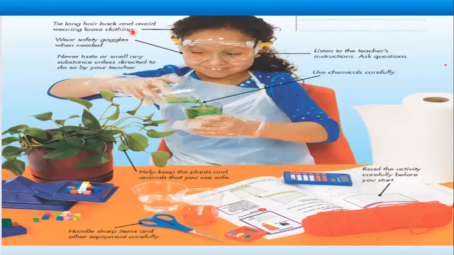First, you have to listen to the teacher's instructions and ask questions. You have to use chemicals carefully. Tie your long hair back and avoid wearing loose clothing. You have to wear safety goggles when needed. Never taste or smell any substance unless directed to do so by your teacher.